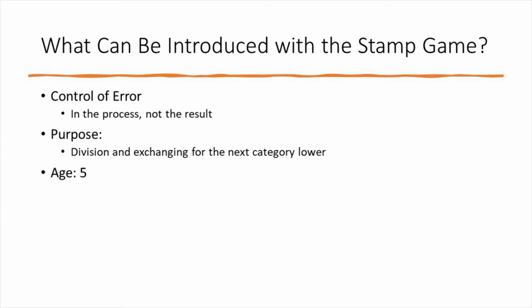And of course, the purpose. What is the purpose of doing the division with the stamp game? It's to learn division and also to learn how to exchange for the next category lower, which is another difference in the stamp game, right? You got to exchange lower this time. And the target age for this in a Montessori classroom, in an AMI Montessori classroom, is about the age of 5. And like I said, children love sharing equally. They love division. Don't underestimate them.